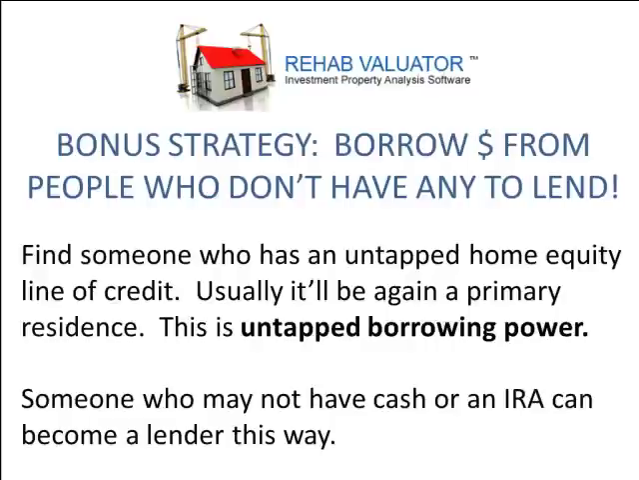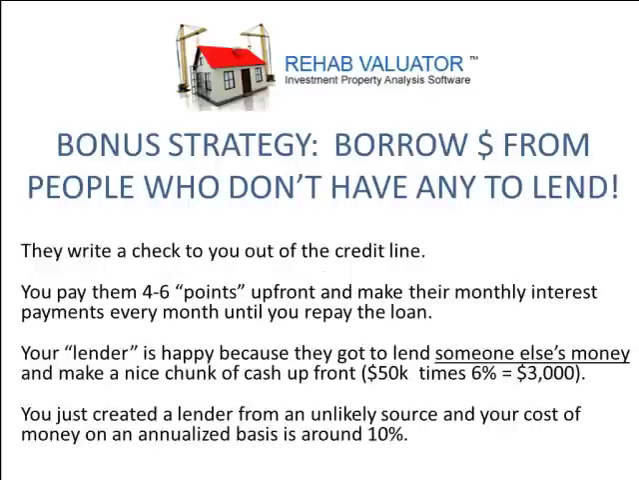This is cheap money. So what I typically do, and I've traditionally utilized this strategy with people that are close to me, friends, family, people that already know me. And typically these have been smaller amounts, $30,000, $40,000, $50,000 apiece. Here's what happens. They write a check to you out of their credit line, because that's how these credit lines work. You basically can just write a check and tap that credit line.